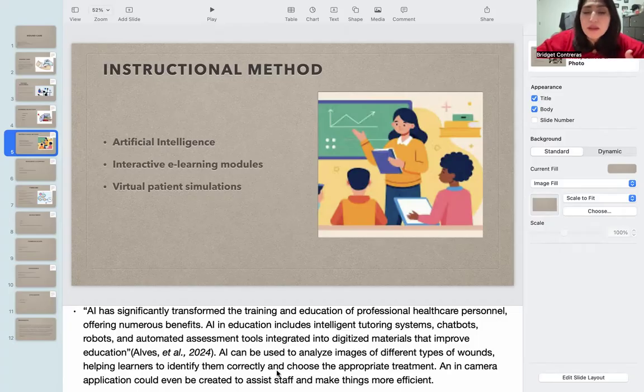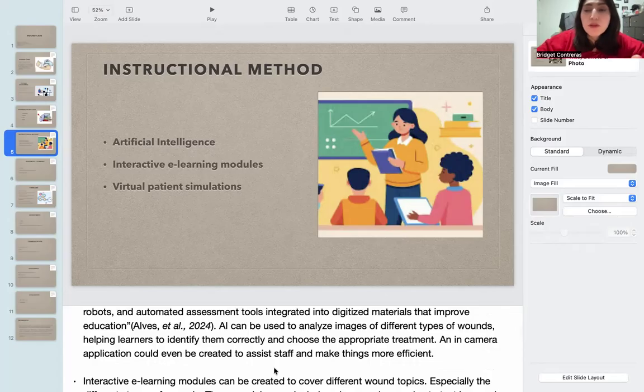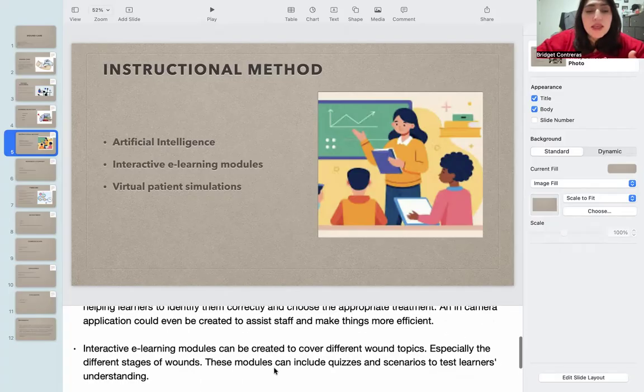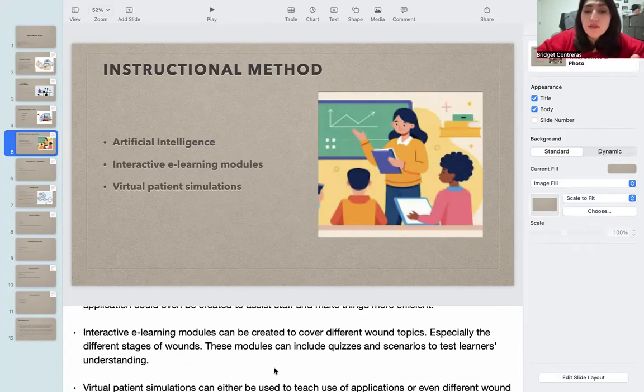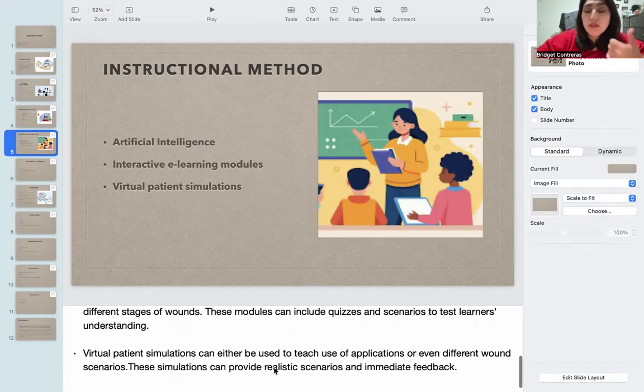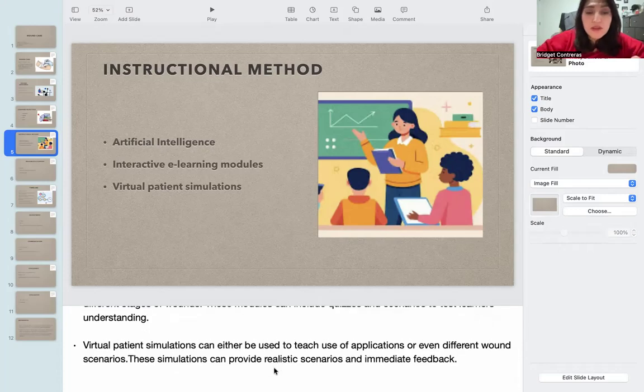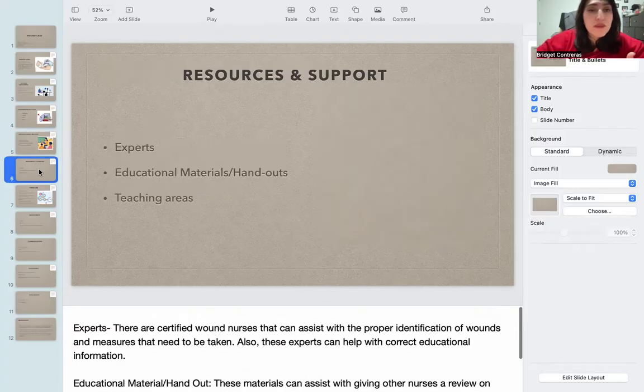AI can be used to analyze images of different types of wounds, help learners to identify them correctly, and choose the appropriate treatment. An in-camera application could even be created to assist staff and make things more efficient. Interactive e-learning modules can be created to cover different wound topics, especially the different stages of wounds. These modules can include quizzes and scenarios to test learners' understanding.